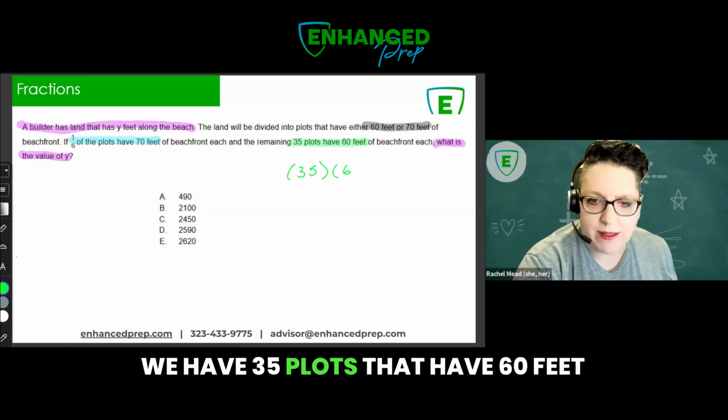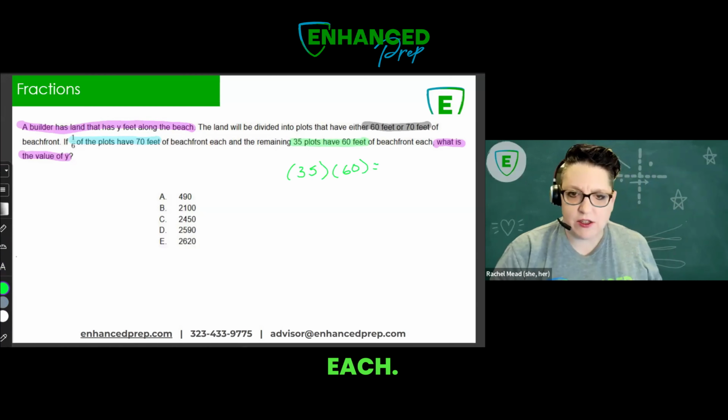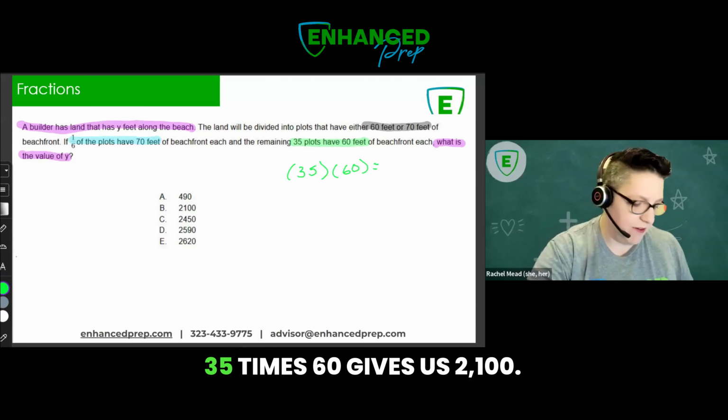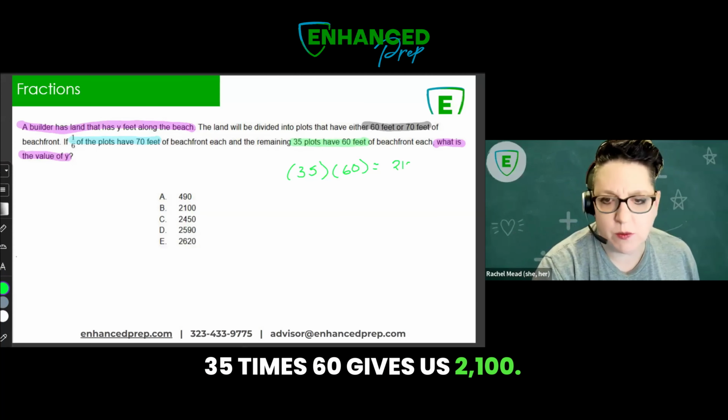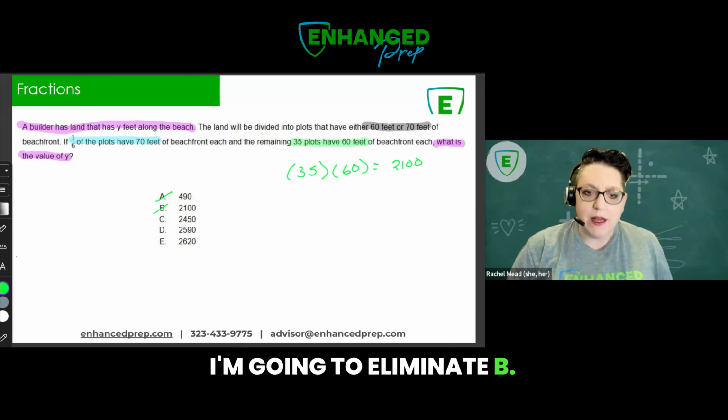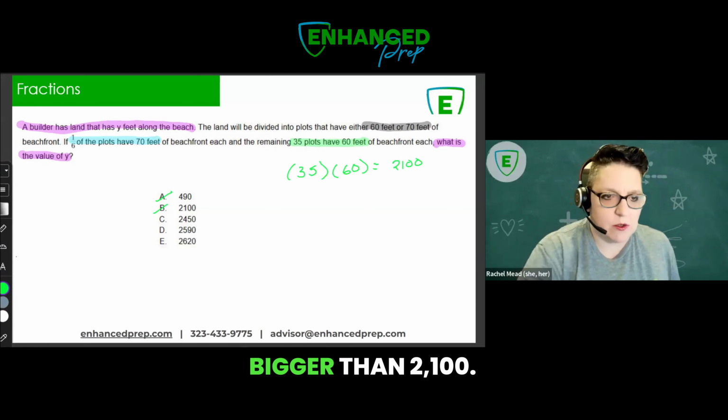We have 35 plots that have 60 feet each. So we can come through and we can work on that multiplication. 35 times 60 gives us 2,100. So I'm going to eliminate A and I'm going to eliminate B. I know I need an answer that's bigger than 2,100.